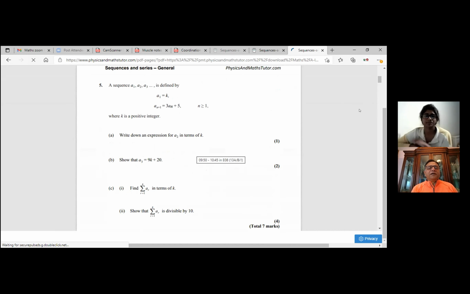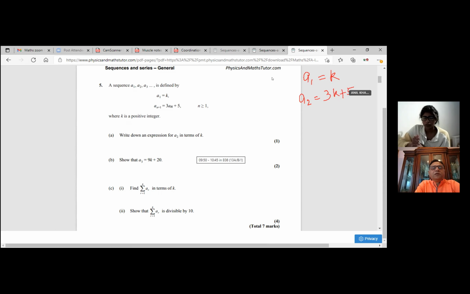Can you please read question number 5? A sequence a1, a2, a3, and so on is defined by a1 equals k and a(n+1) equals 3a(n) plus 5, where n is greater than or equal to 1. Part A, write down an expression for the second term, a2, in terms of k. So a2 is 3 times a1 plus 5. Is that clear to you?